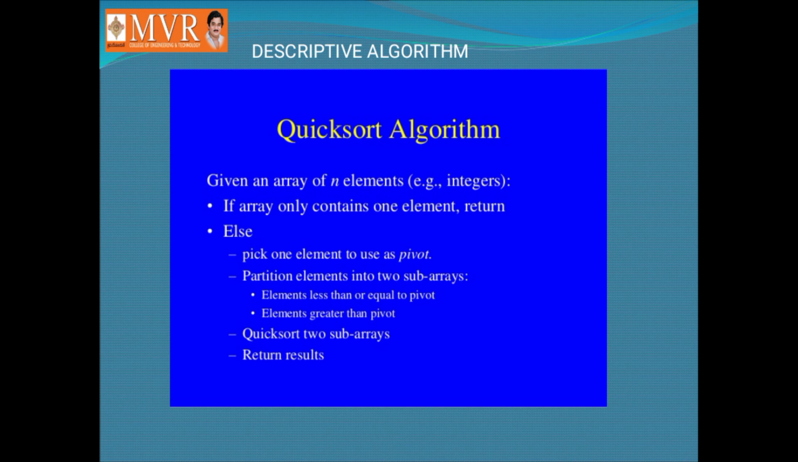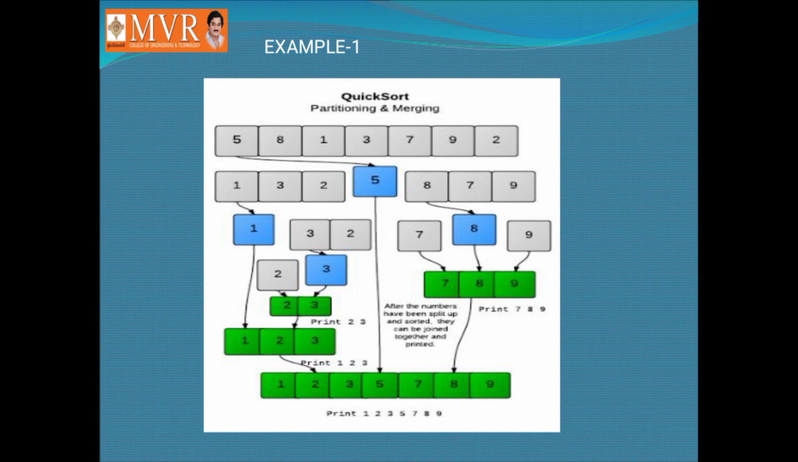Perform this process, dividing the sublist into smaller sublists until they cannot be decomposed further. After that, once the whole list is sorted, put the result or display the result. This is the descriptive algorithm for the quicksort technique. Now this is an example for the quicksort technique.